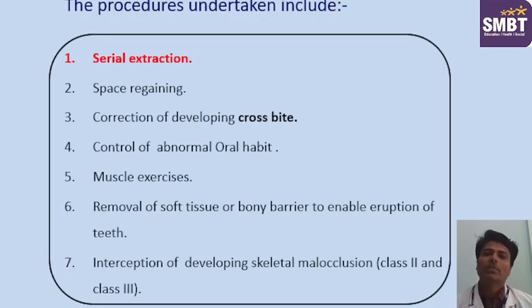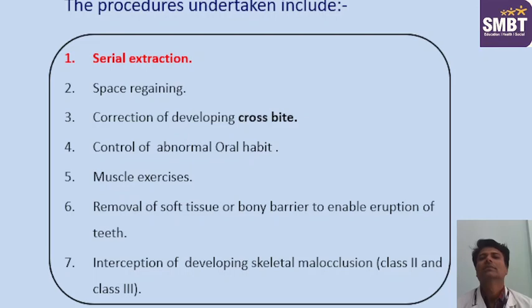So what are the different procedures undertaken in interceptive orthodontics? These are serial extraction, space regaining methods, correction of developing crossbite, control of abnormal oral habits, muscle exercises, removal of soft tissue or bony barriers to enable eruption of the teeth, and interception of developing skeletal malocclusions like skeletal class 2 and class 3 malocclusion.